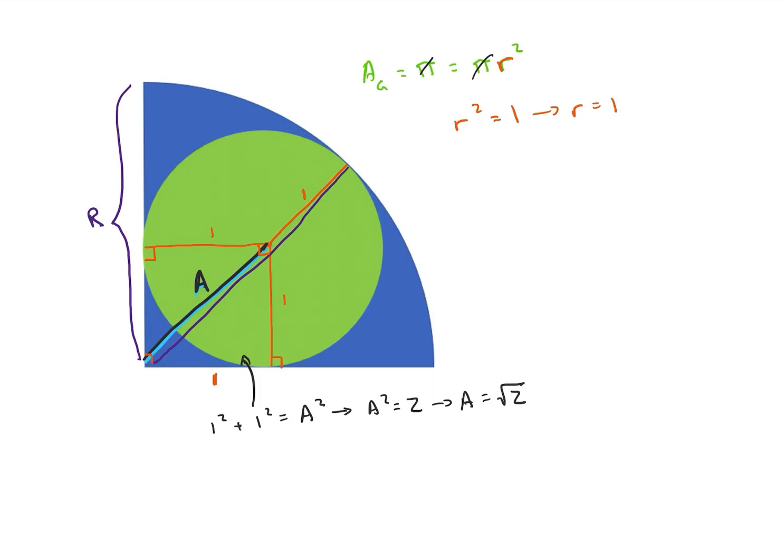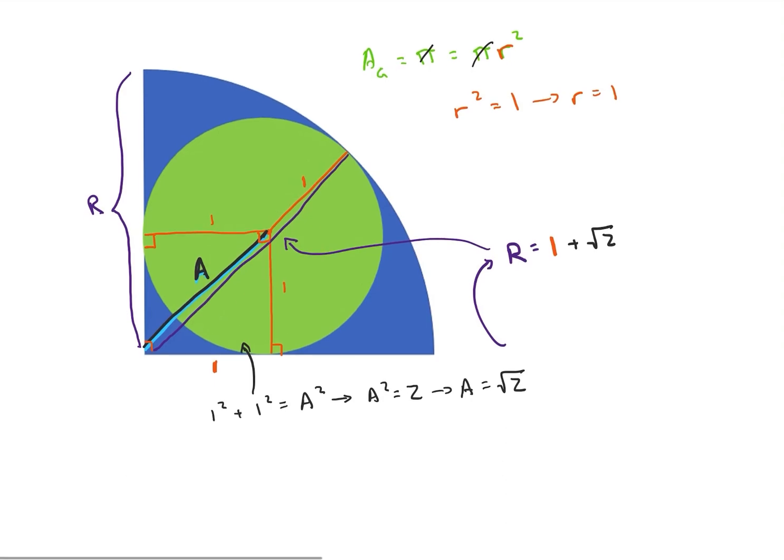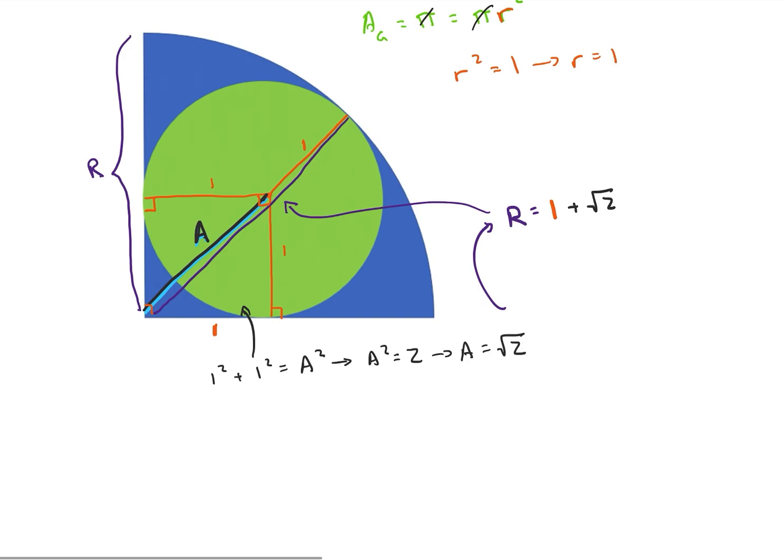What does that tell me? Well, that tells me now that my distance r is going to be equal to my small radius, which is 1, plus that distance, which is the square root of 2. So I've just described this longer side length right here, which is the same as my radius over on the other side. Now we can solve for the larger of the two areas.